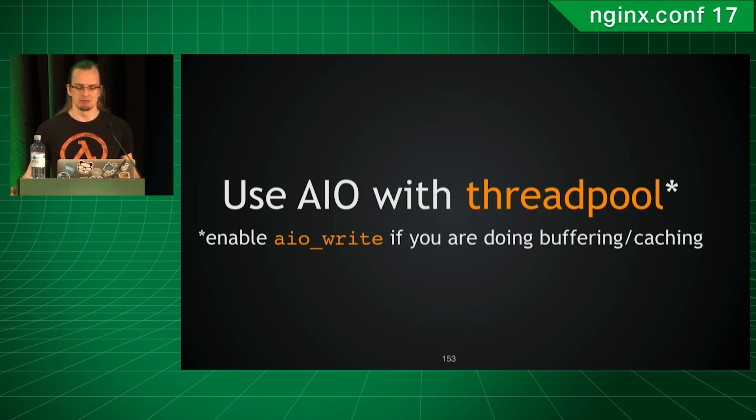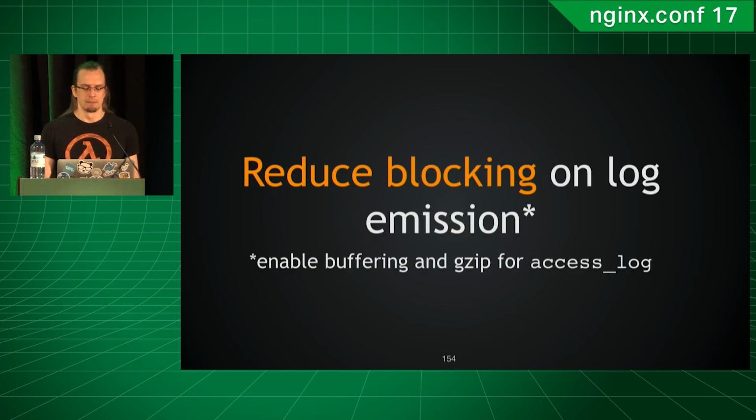For example, a great source of blocking is I/O. So especially if you are not using flash drives, if you are using spinning drives, enable the I/O thread pool for reads and writes. Especially if you're using buffering or caching, I really have no reason to not enable it. That way all your read and write operations will be basically asynchronous to the event loop.